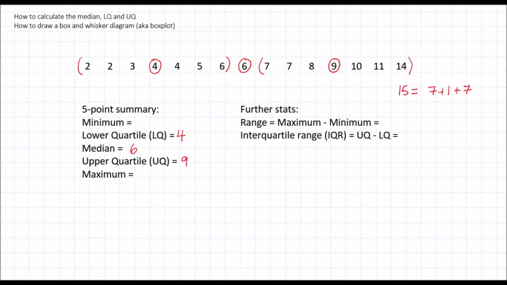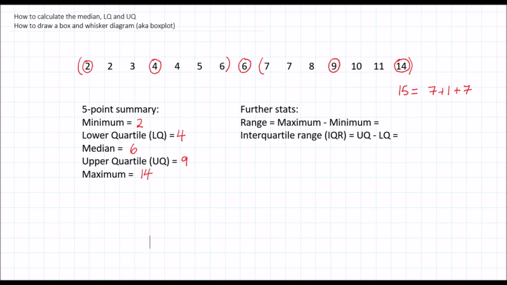So the values we've calculated so far will form the box of our box and whisker diagram. To draw the whiskers, we need to know the minimum, the lowest value, which is 2, and the maximum, the highest value, which is 14. And these 5 numbers are often called the 5-point summary.